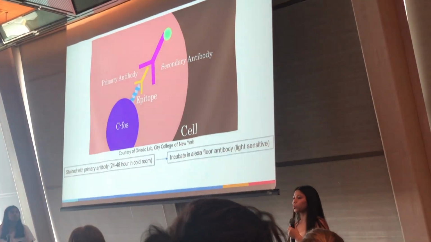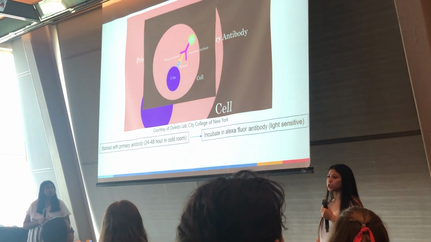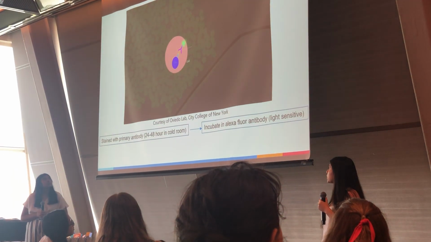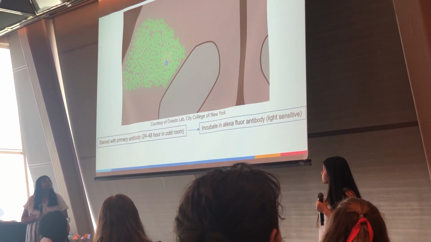So when we're looking at our images, we're looking for brighter spots in the brain to show where there is more expression of PV or CFOS. So in this animation, there was more expression in the auditory cortex, so that is the green right there.